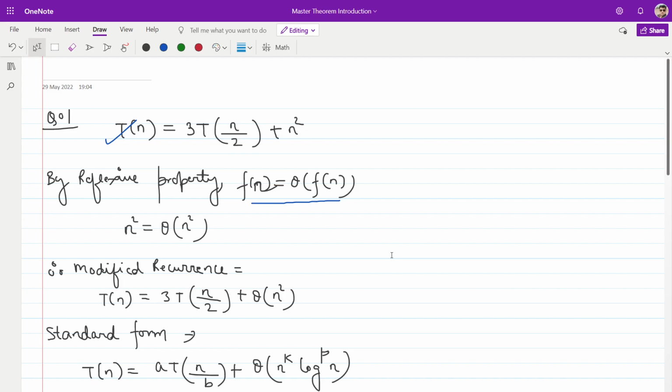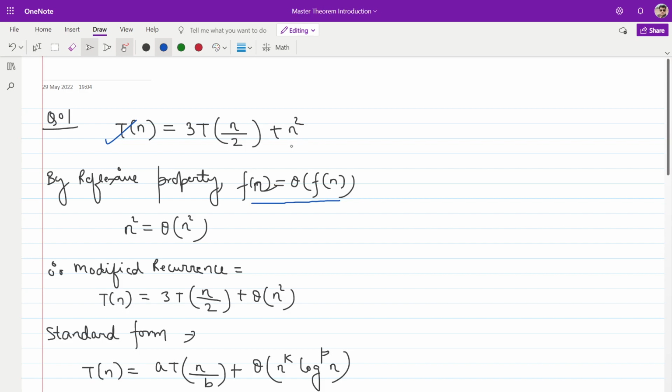In this problem we are given a recurrence relation of the form T(n) is equal to 3 times T(n/2) plus n square, and we are supposed to find out its time complexity by using Master's Theorem. The first step in solving this problem is to try to convert it into the standard form.